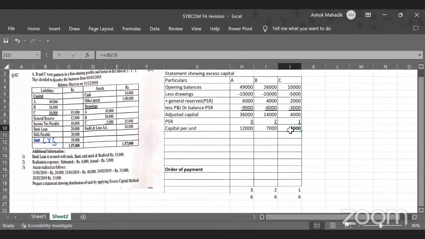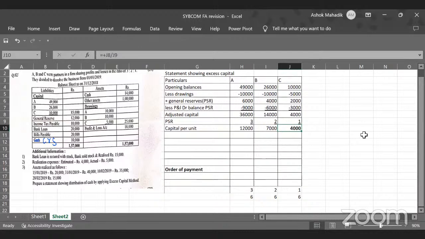We have to take C's capital as base. So I'll make it bold. I'll repeat again. Start with opening balances of capital. If drawing is given, subtract it. If reserves are there, add it. If P&L is there, add it. But if P&L is on the asset side, then it's a loss. Minus it. Okay, the net amount you get is adjusted capital. Clear? Now divide this adjusted capital by PSR, profit sharing ratio.